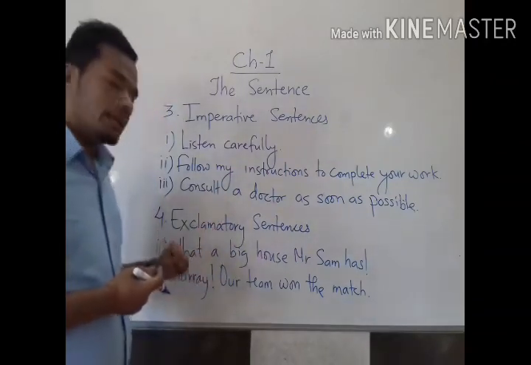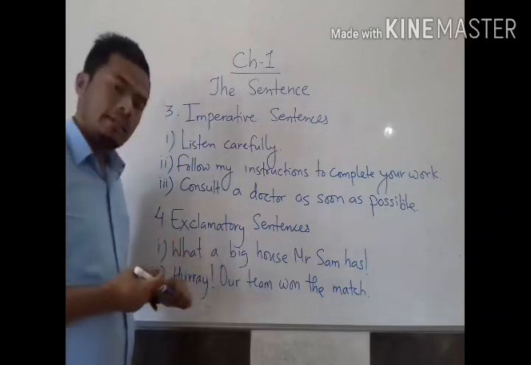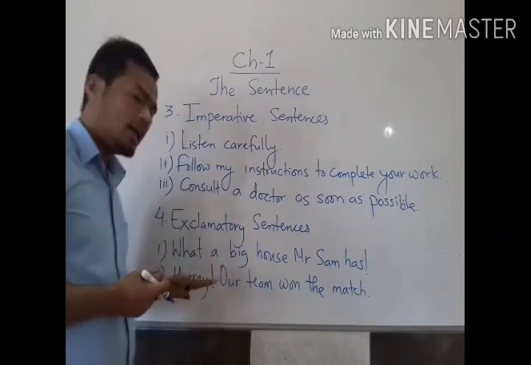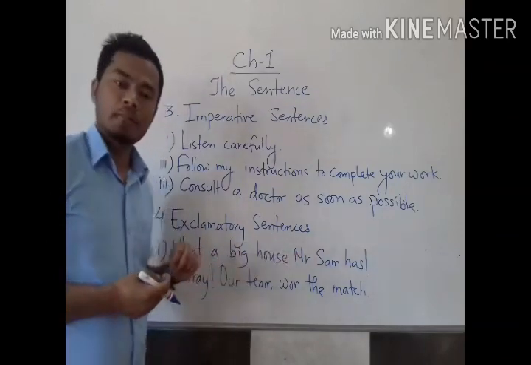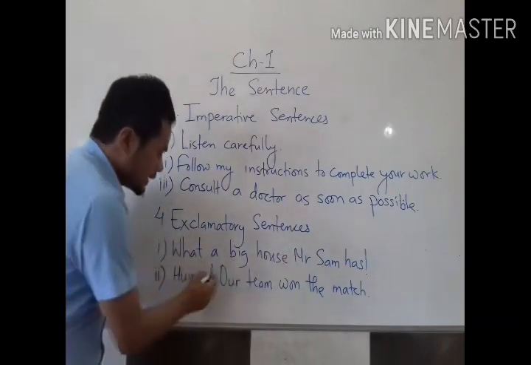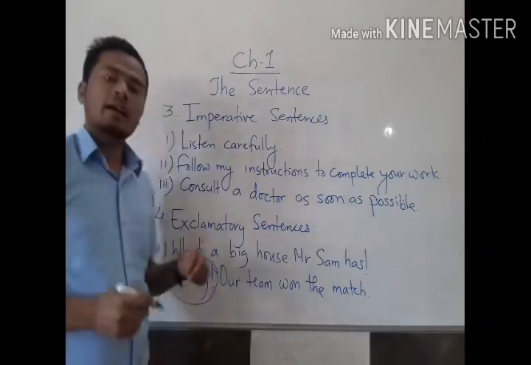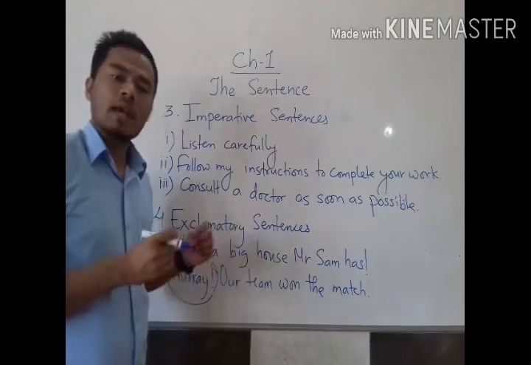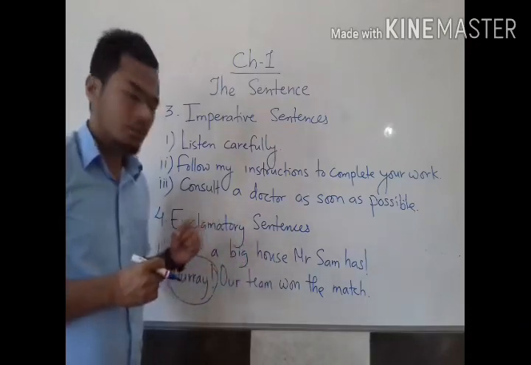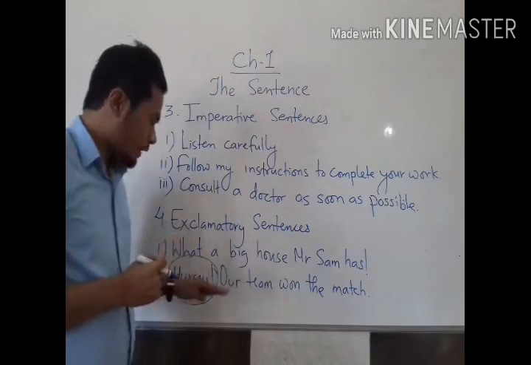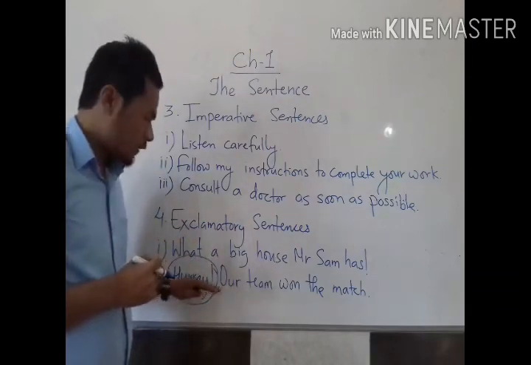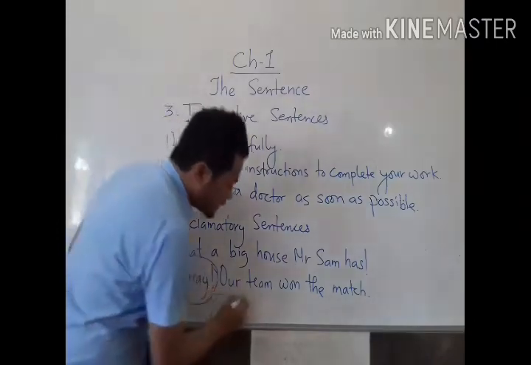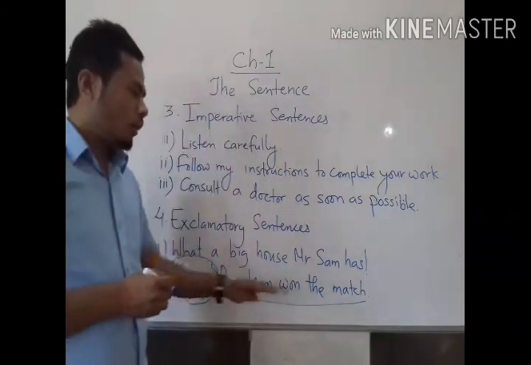Okay. Next is example number 2. Hooray! Our team won the match. Here, hooray is an interjection, and after all interjections we have to put an exclamation mark. So after the interjection I have used an exclamation mark, but after that, this is just a statement. Our team won the match.